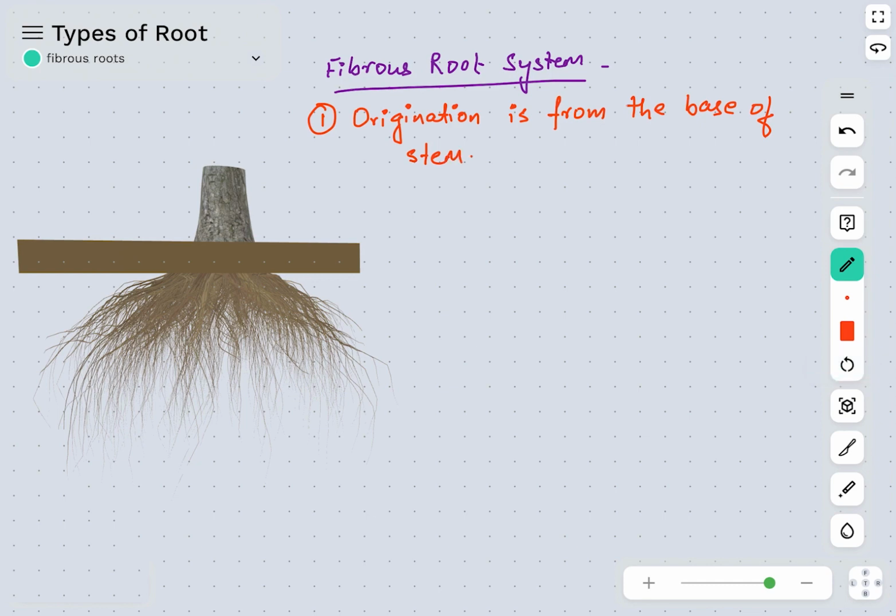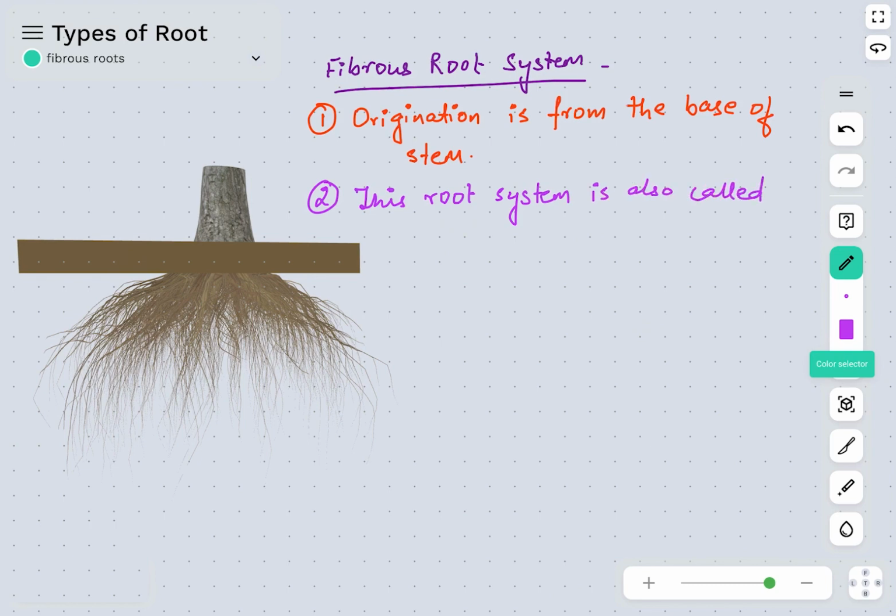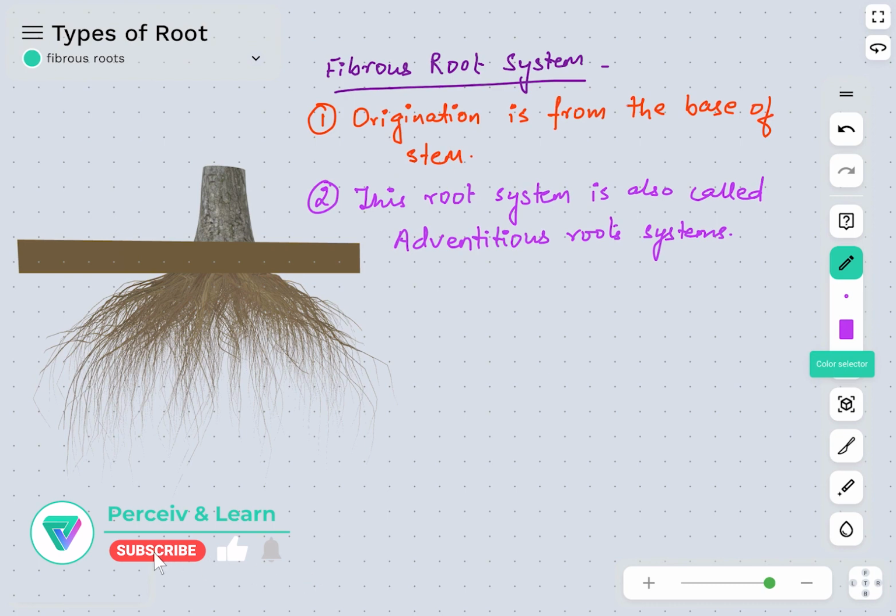All right, now since it is originating from the base of the stem, definitely from this we can conclude that this root system is actually developing from parts other than the radicle. All right, so on the other hand, we can say that this root system is also called adventitious root system. So these are also called adventitious root systems, and the reason for this is that they are originating from a part other than the radicle, and that too from the base of the stem.